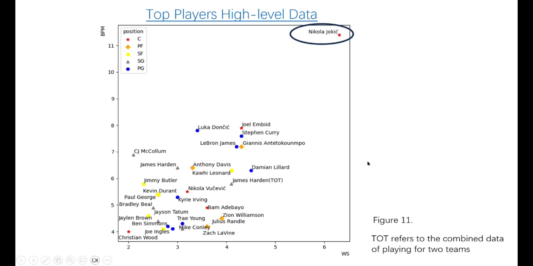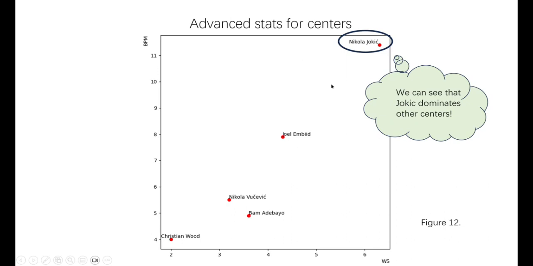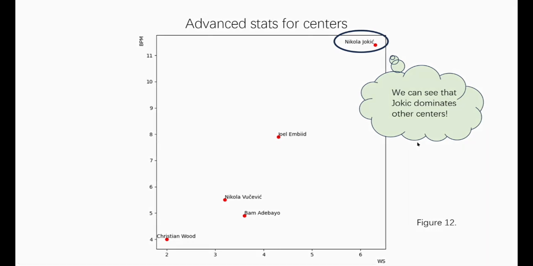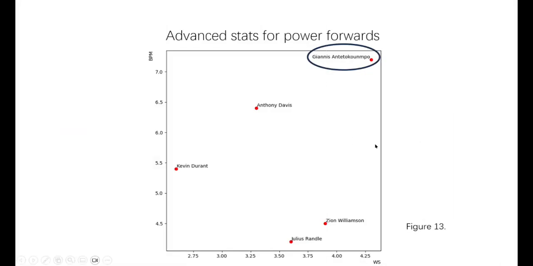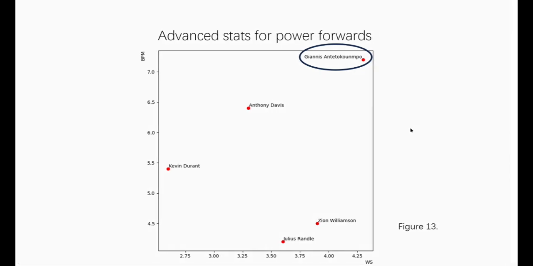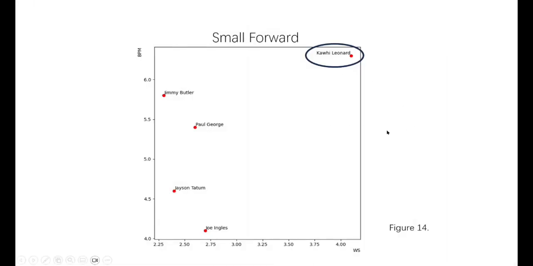Here we want to filter by position. We want to find the best players in each position, and we start with the center. Among centers, you can easily find out that Nikola Jokic is the best player of all the other center players, and for power forwards, Giannis Antetokounmpo dominates. Among small forwards, Kawhi Leonard is undisputed.